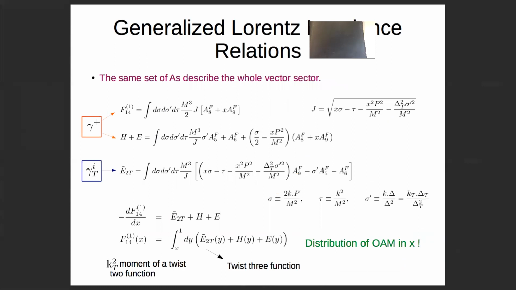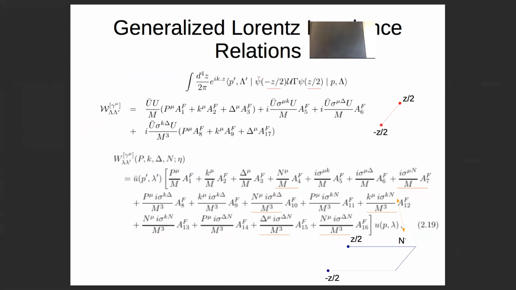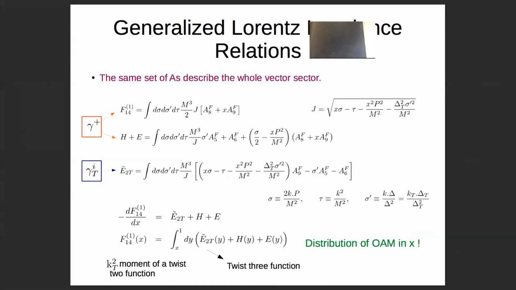Because you don't have any information about the light cone at the completely unintegrated level, the same A's describe F14 and E2T tilde. So E2T tilde parameterizes the gamma perp operator. What I'm trying to say is, if I use gamma plus, it's the same A's. If I use a gamma perp projection here, it's the same A's. But for the GPDs, that's not the case. If you use gamma plus, you get H plus E. If you use gamma perp, you get a different function. But the A's remain the same.